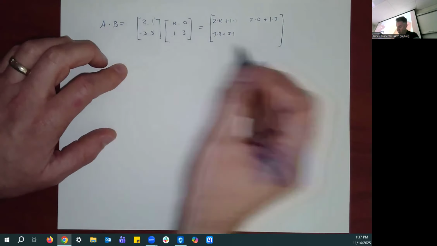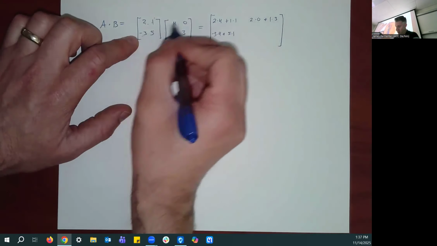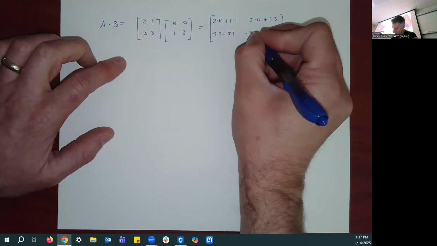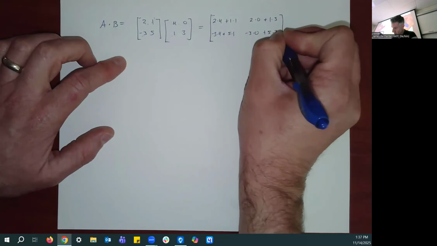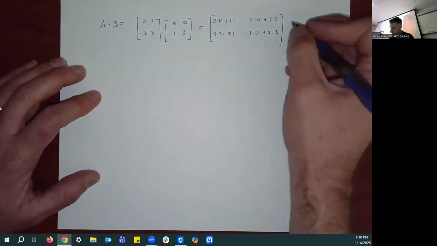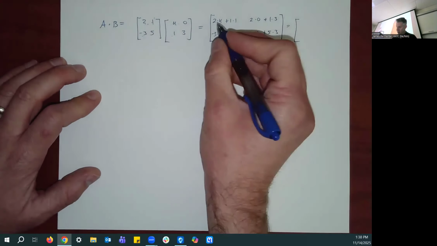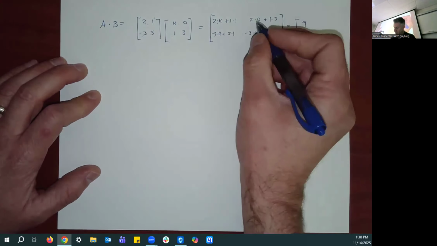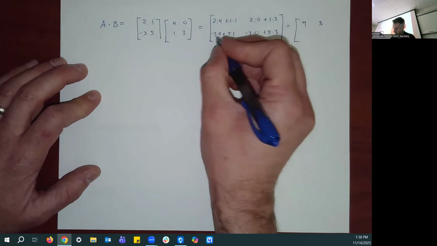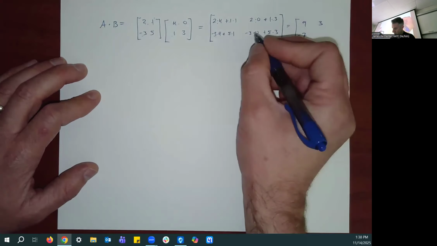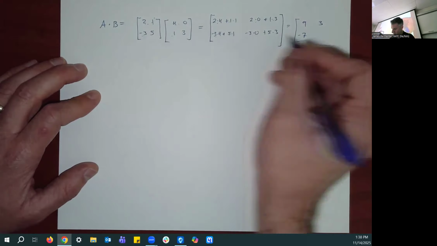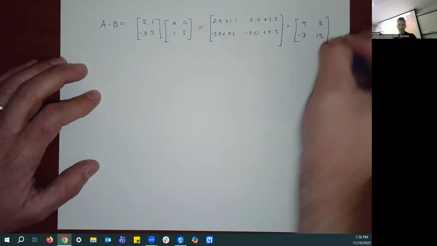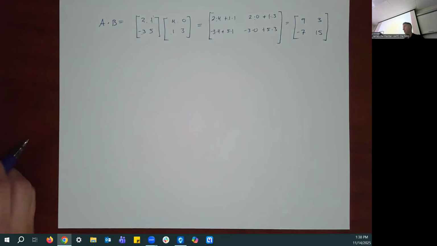And then finally, second row, second column, -3 times 0 plus 5 times 3. And then we simplify. So we get 8 plus 1, 0 plus 3, -12 plus 5, and 0 plus 15. Okay, so after multiplying matrices together, it's really important to learn the second lesson.